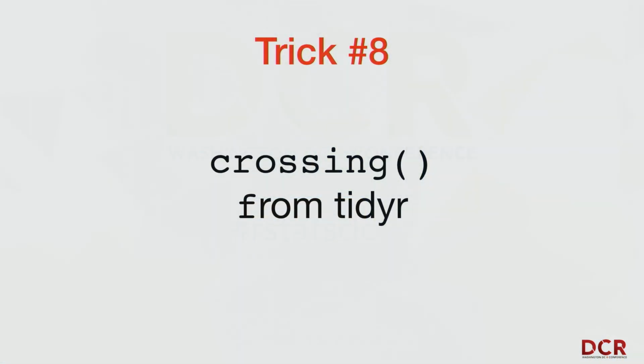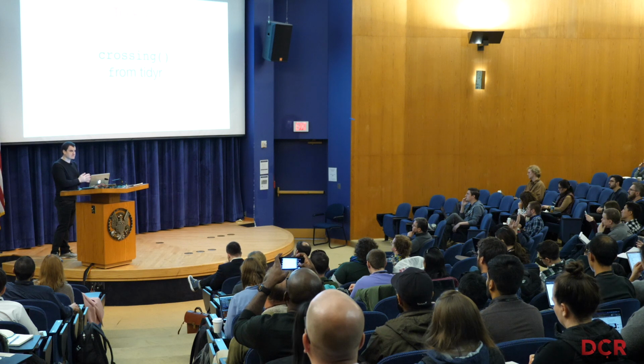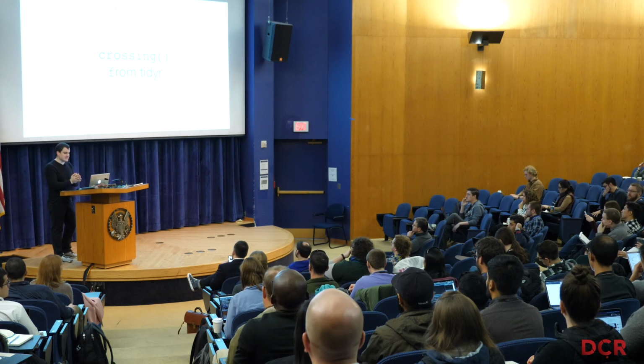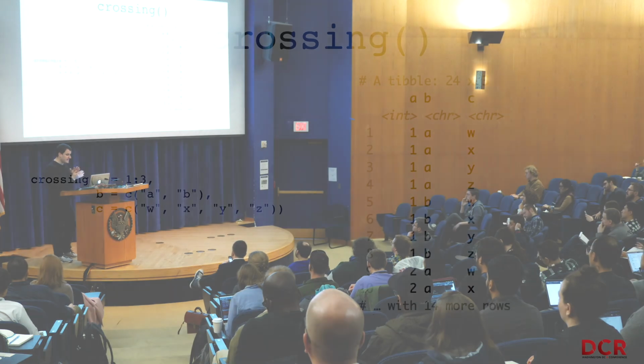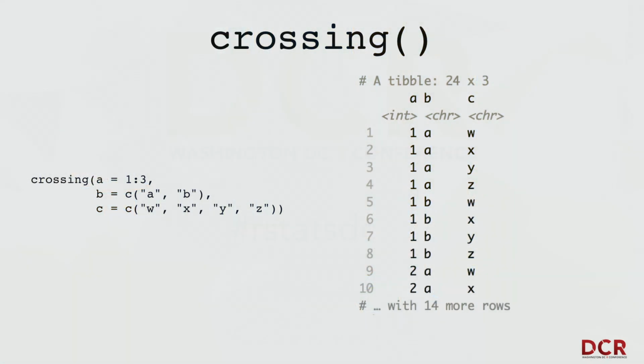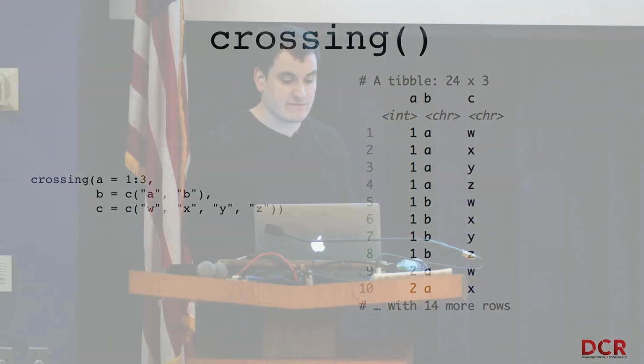We're moving on to a couple Tidyr functions. Who has used the crossing function from Tidyr? Crossing is amazing, and what it does is fairly simple. It takes vectors and creates a tibble with every combination of them. Here there's A, which is 1 to 3, then a couple other vectors, and it turns it into all 24 combinations of A, B, and C, the inputs.